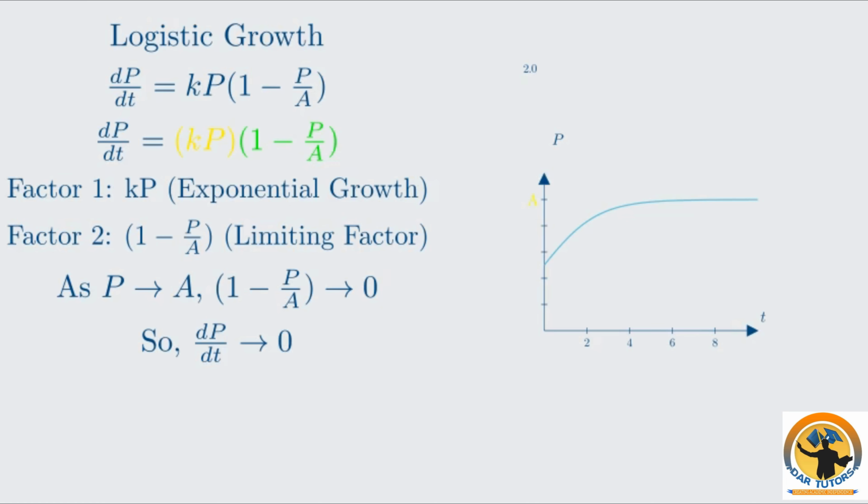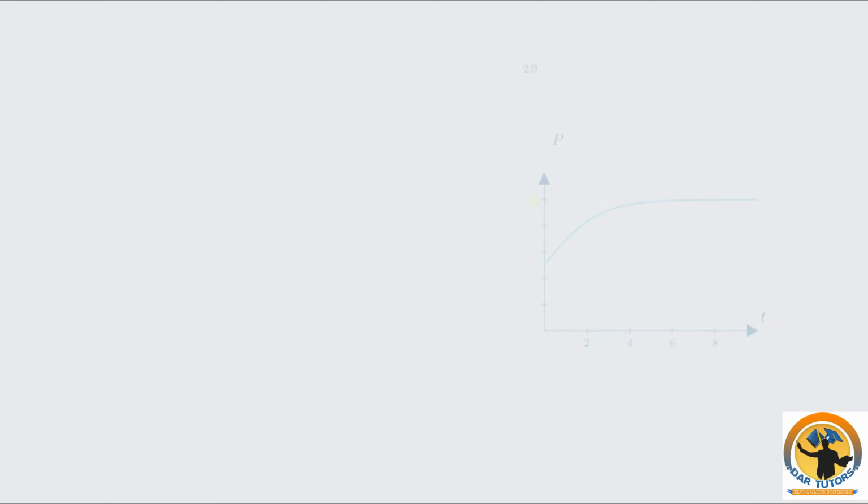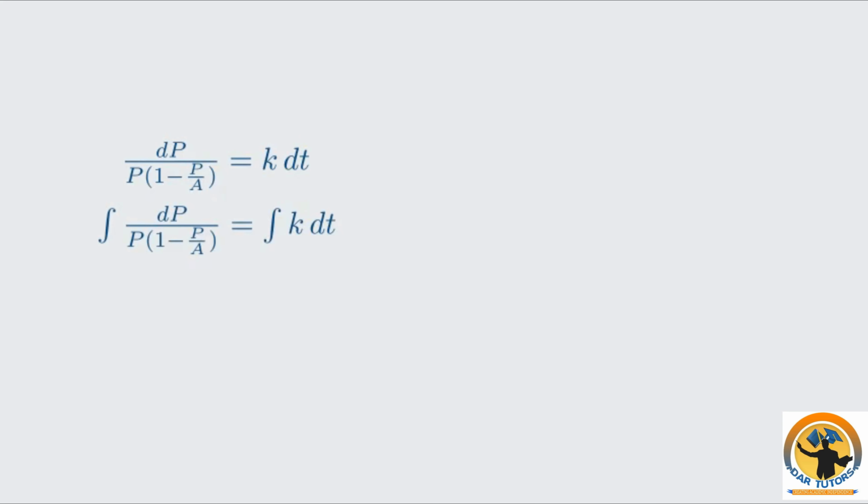As this factor approaches 0, the growth rate dP/dt also approaches 0, causing the population to level off. The logistic equation is separable, but solving it requires a technique called partial fractions. Let's walk through the general solution. First, we separate the variables. We get dP divided by P times (1 minus P over A) equals K dt.